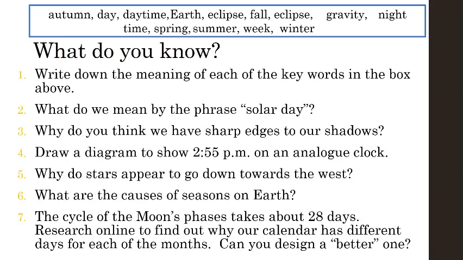What are the causes of the seasons on Earth? And the cycle of moon's phases takes about 28 days. Research online to find out why our calendar has different days for each of the months, and can you design a better calendar?